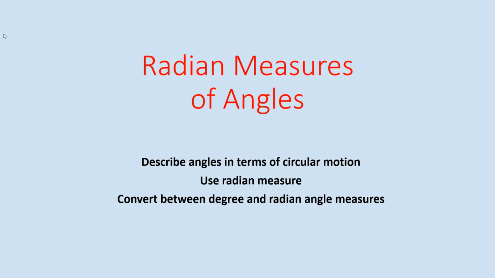Okay, so we're starting chapter 2, and our first section is to look at a different way of measuring angles. This is referred to as radian measures of angles. We'll describe the angles in terms of circular motion around the circumference of the circle. So we're going to talk about how we can use radian measure and how we convert between degree and radian angle measures.